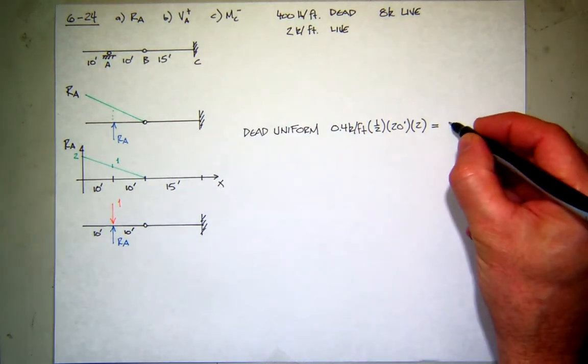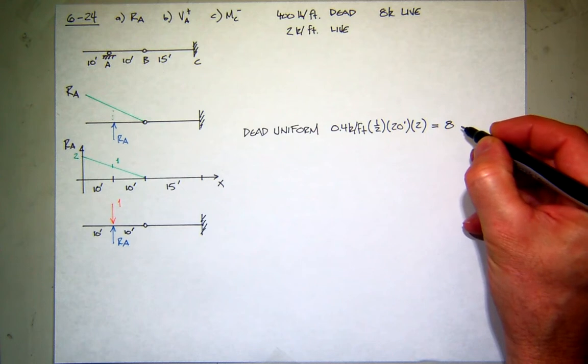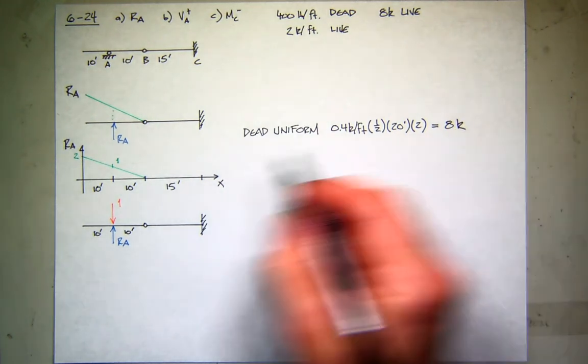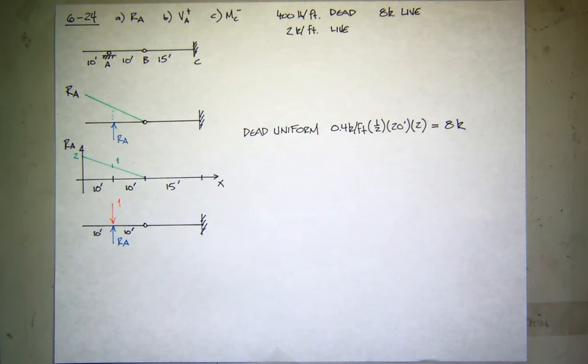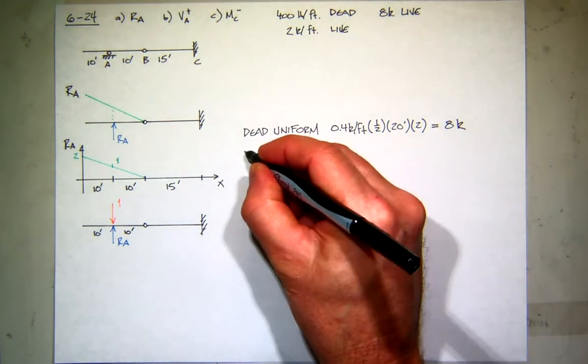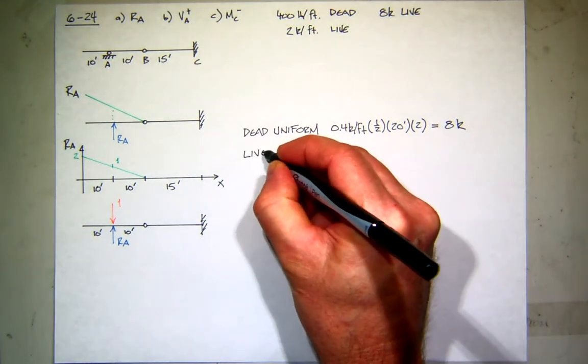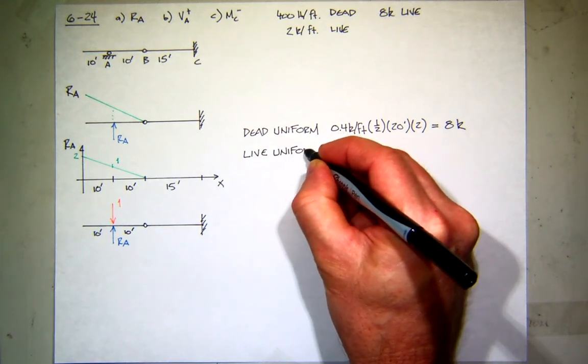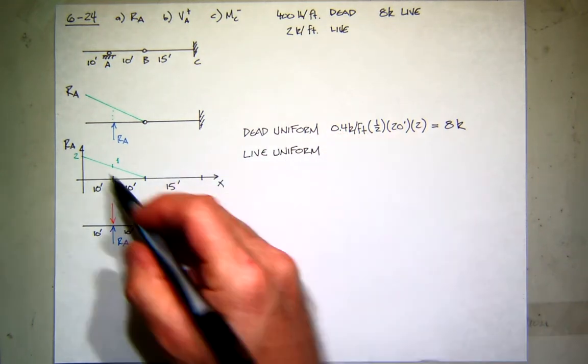So this just becomes 8 kips. So that's the component to the reaction at A just due to the dead load. Now we'll do the live uniform load. Now all uniform loads are multiplied by the area under the curve.